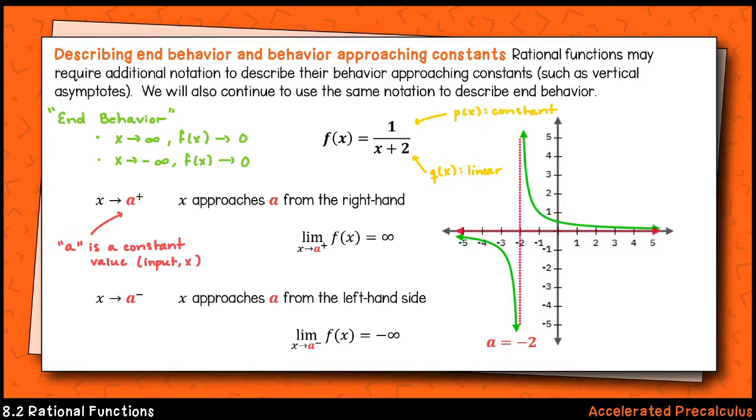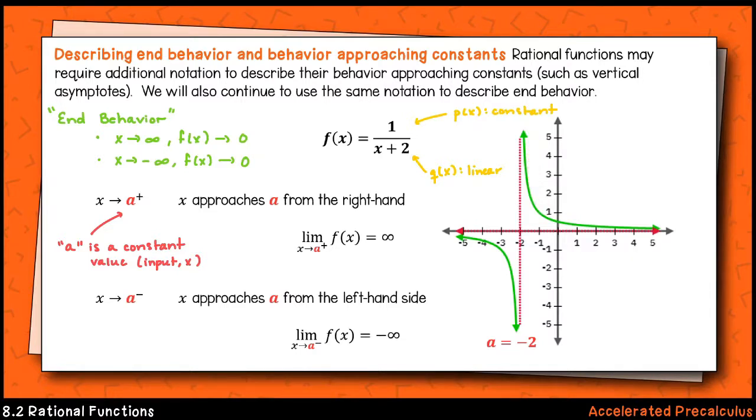In addition to end behavior, we can also describe the behavior of rational functions as they approach certain constant values. For example, for f of x here, which is pictured, we can see that there is a discontinuity where x equals -2. We can see that as the inputs get closer and closer to -2 from the left-hand side, the function veers towards -infinity. On the other side, as x gets closer and closer to -2 from the right-hand side, the function instead veers towards positive infinity.